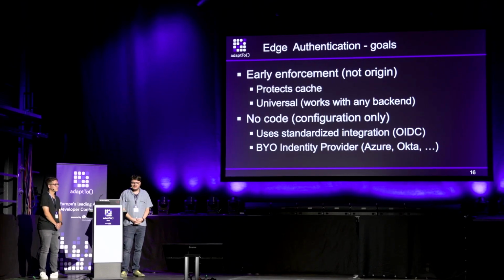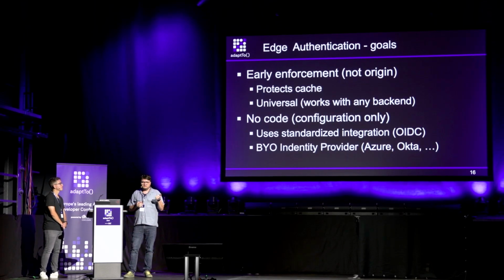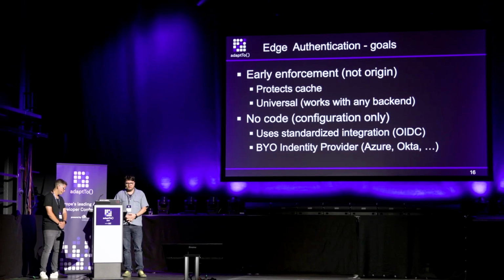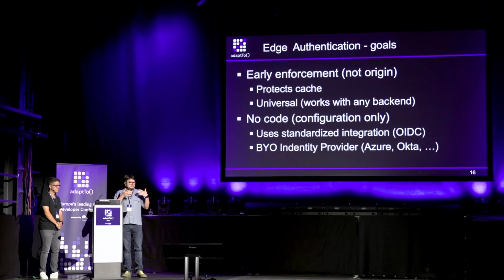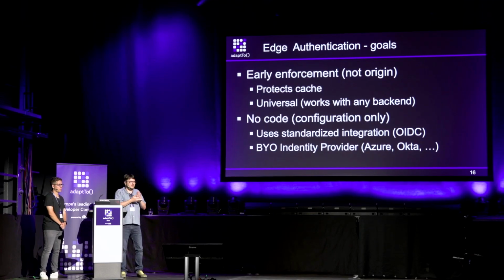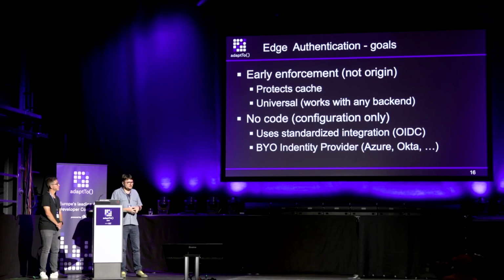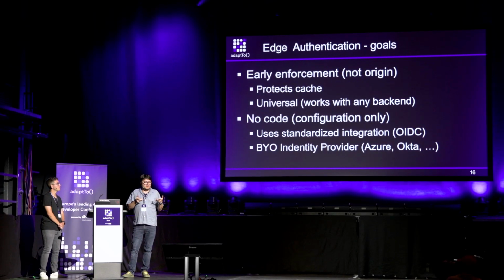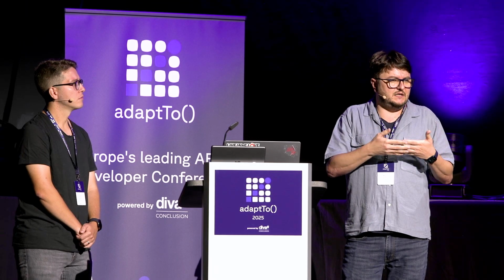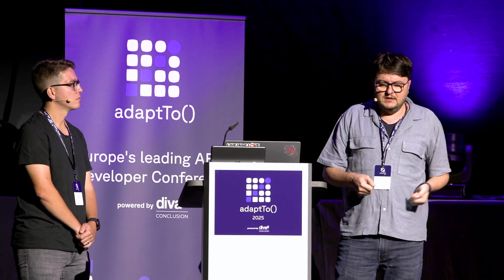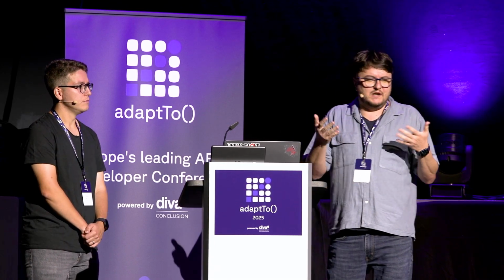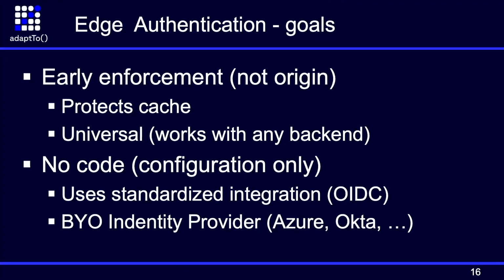So starting from this problem, we implemented the edge authentication with two goals in mind. The first one is early enforcement, and the second one, it should be simple to deploy, no code. Early enforcement means to do it as quickly as possible when it reaches the infrastructure, so it protects all layers, including the cache. It also has a nice side effect that it is universal, so it's disconnected from your origin and works essentially with every backend, being edge delivery services, classical AEM environments, or even your own backends that you configure with origin selectors.